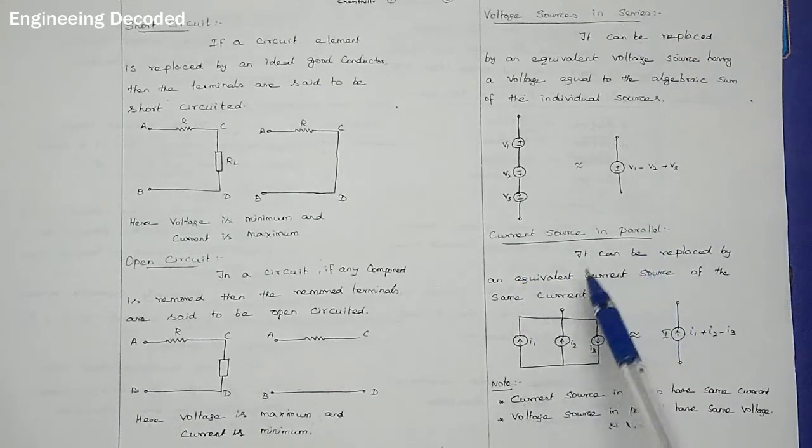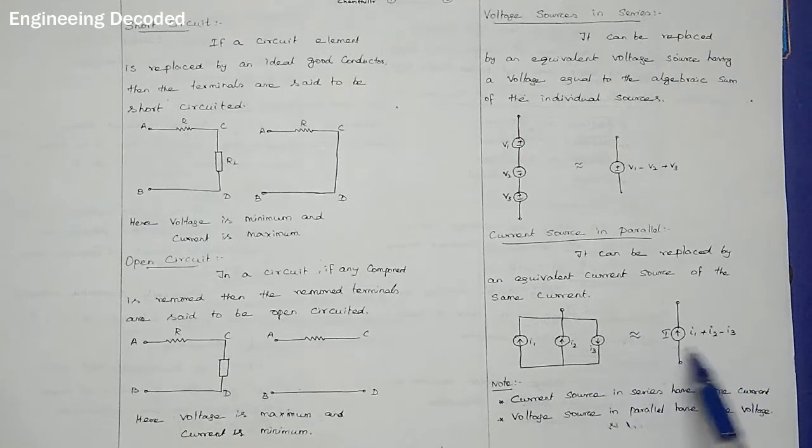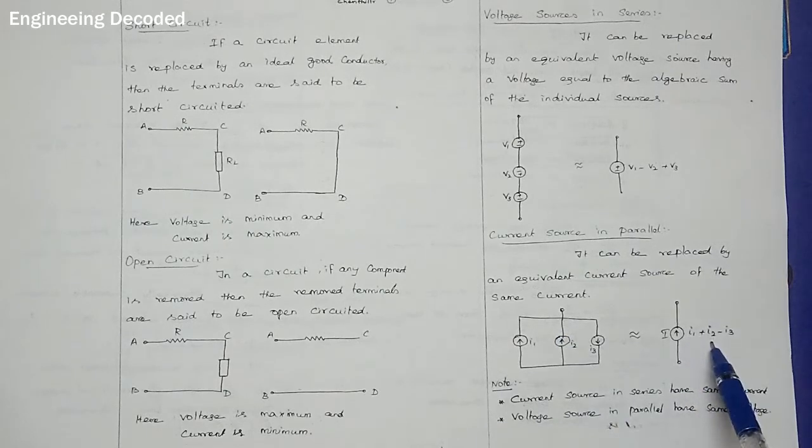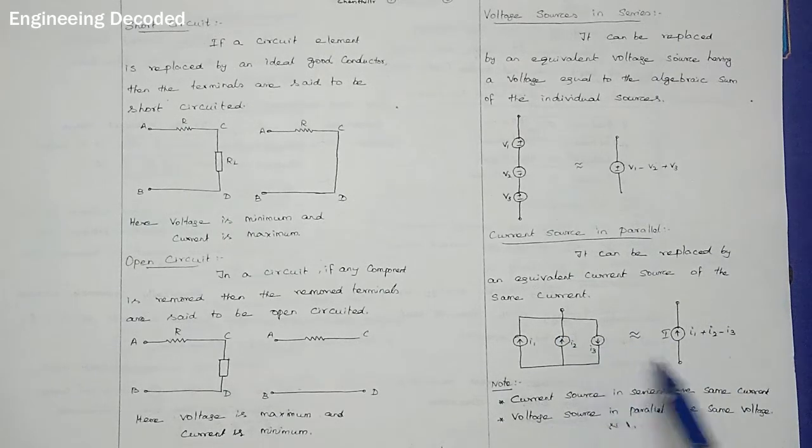Current sources in parallel. When a number of current sources are in parallel, you can replace them like this. You can see here I1, I2, I3. Three currents are there. I1 current is flowing upwards, I2 current is flowing up, I3 current is flowing down. Everything is connected to the same node, so you can draw it like this. I1 and I2 both are in the forward direction, or the top direction, so you can put plus I1 plus I2. This one is flowing in the opposite direction, so plus I1 plus I2 minus I3.